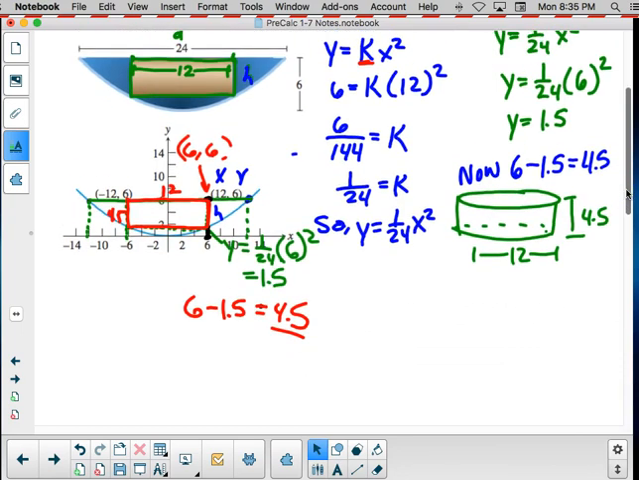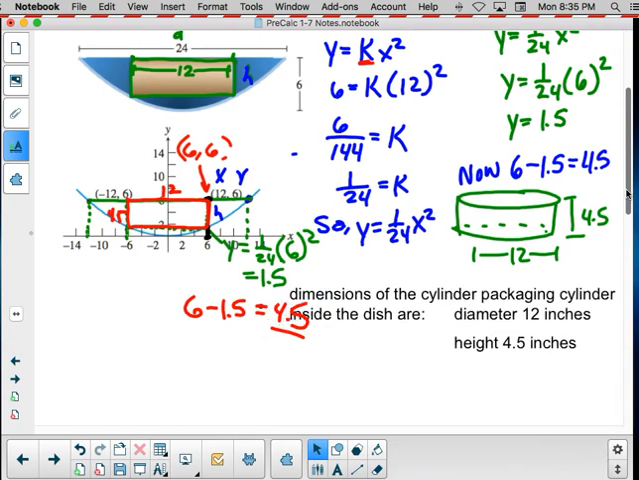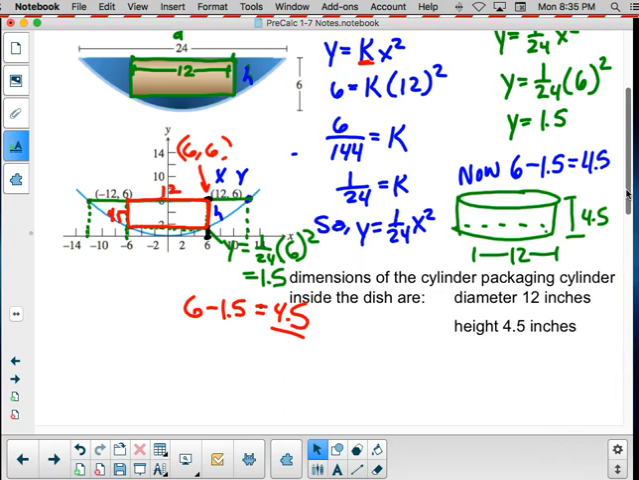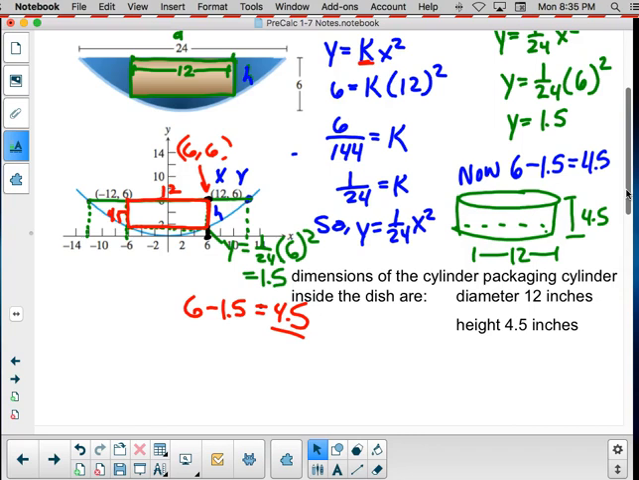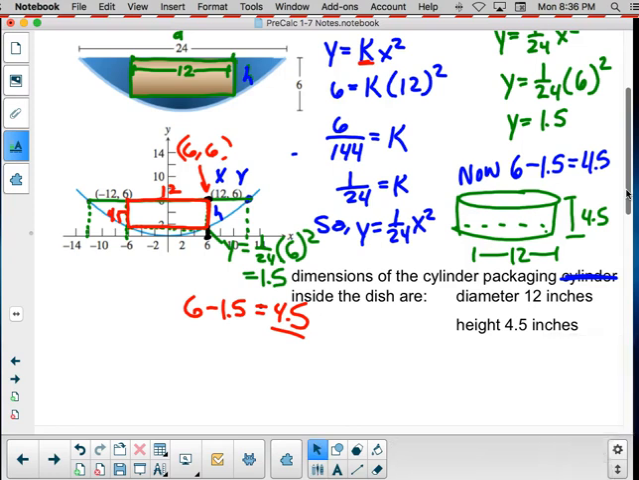I've got a cylinder going around, a hollow cylinder going around. So my final dimensions on my parabola, the dimension of the cylinder packaging, cylinder inside the dish. The dimensions of the cylinder packaging inside the dish are diameter 12 inches and height 4.5 inches. Okay, and that's what we were supposed to find there.